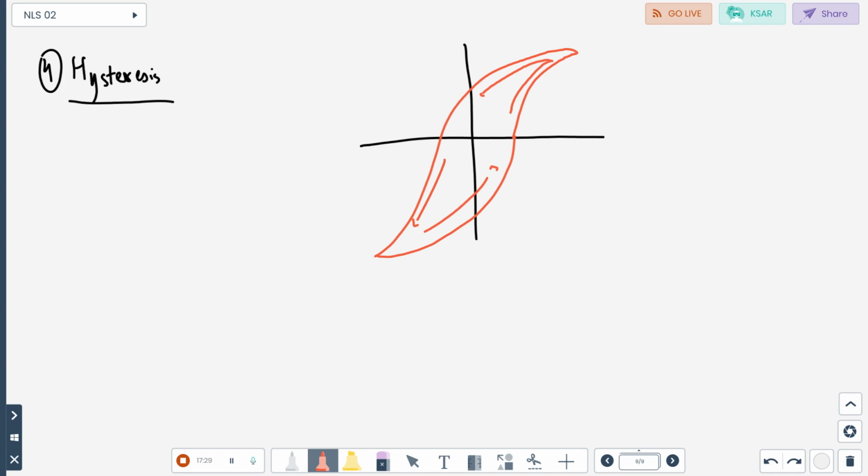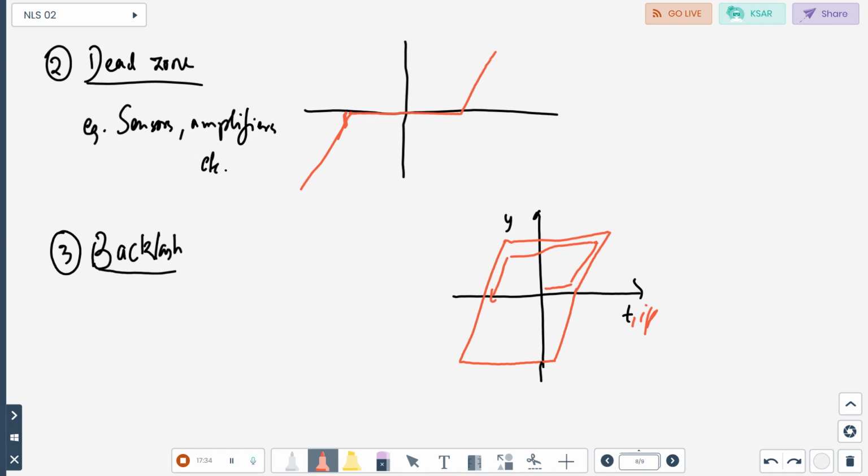So this is different from backlash, because in hysteresis there is no period of time where the output stays constant with respect to the input, but in the case of backlash, the output remains constant with respect to the input value. So where do we actually find backlash? In gear mechanisms, so mechanical gears.